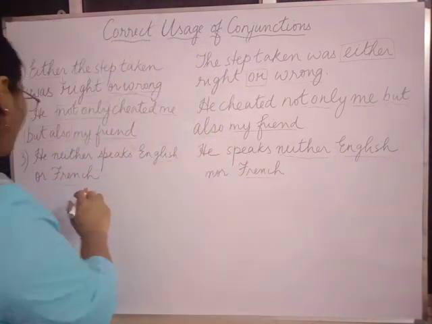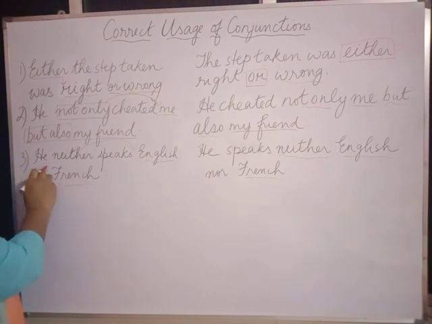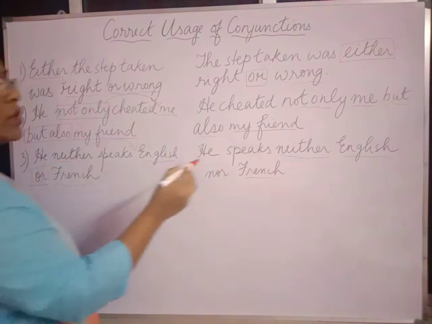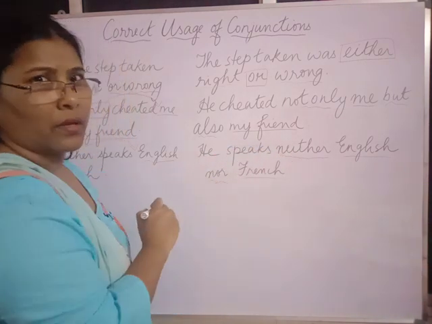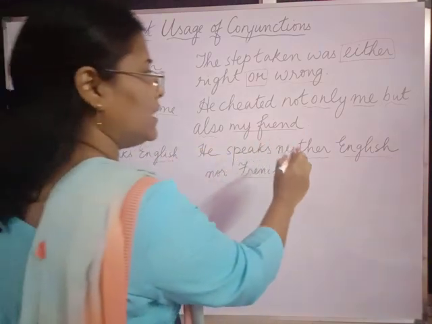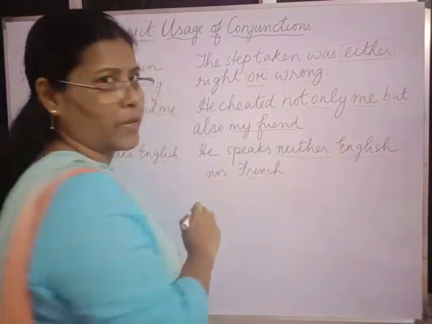Okay? And one more mistake here is "or." "Or" is the wrong use of the correlative conjunction, because with "neither" we use "nor." "Neither" pairs with "nor," not with "or." So, "He speaks neither English nor French."